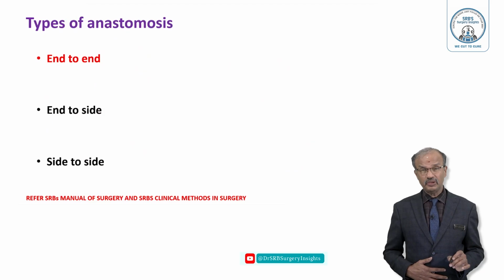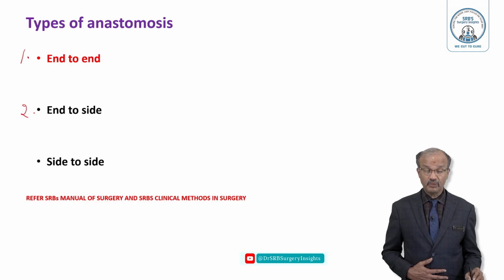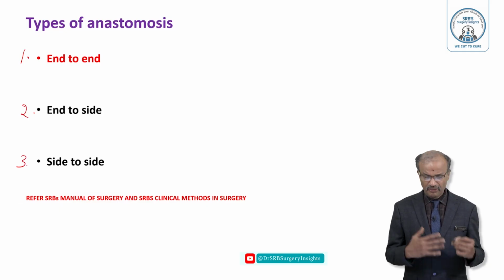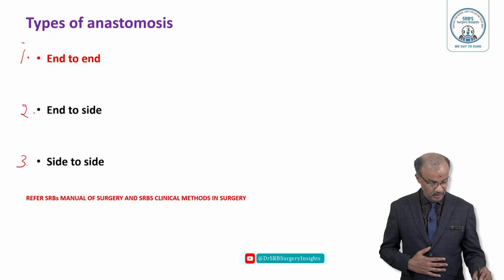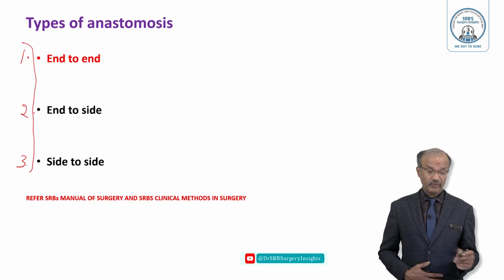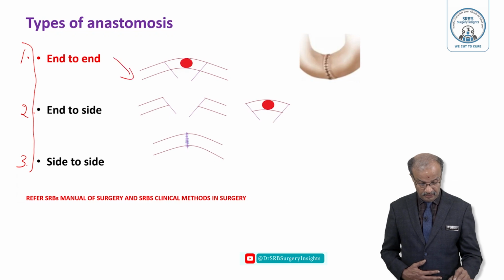So there are 3 types of anastomosis. One, end-to-end anastomosis. Two, end-to-side anastomosis. Three, side-to-side. Still more may be there, but these are the 3 things which you have to always remember, the basic types of anastomosis. We'll go to end-to-end first. This is how exactly you'll do it.